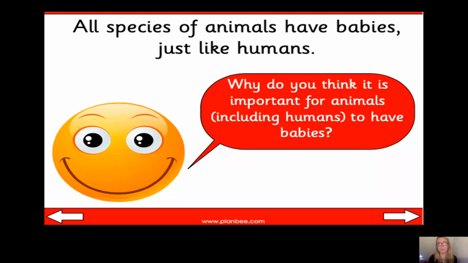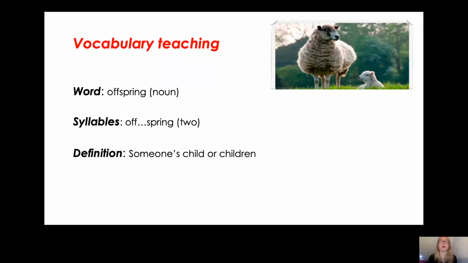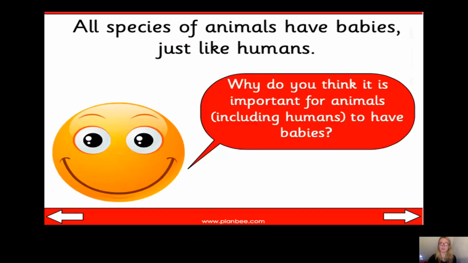Now, another word for a baby is offspring. So offspring is a noun and it has two syllables. Will you clap them with me? 3, 2, 1. Offspring. There we go. And it means someone's child or children. So the lamb was the sheep's offspring and the foal was the horse's offspring. Okay. So, like I said, all species of animals have babies, just like humans.